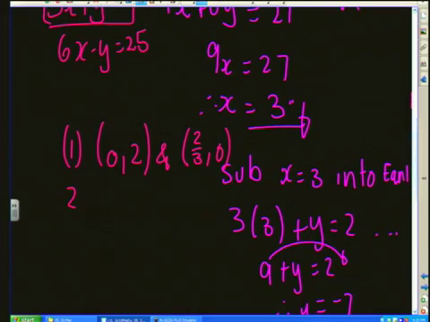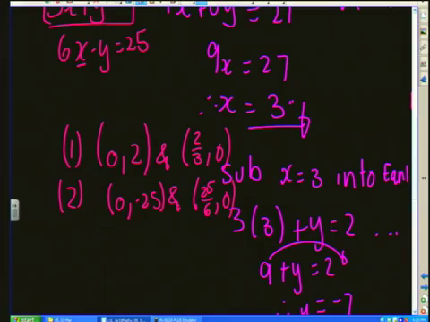Then, the second one, we've got 6x minus y is equal to 25. So if I let x equal 0, I'll get a y-intercept of negative 25. And if I let y be 0, I'll get an x-intercept of 25 over 6. Okay, so that's just slightly more than 4 comma something.